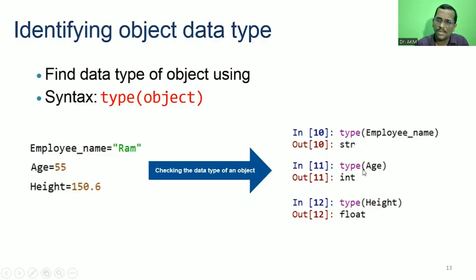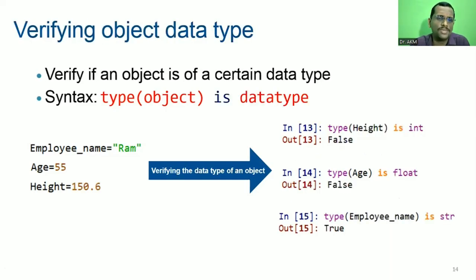Now, next example. In type brackets, you can give the variable name age. It automatically returns the data type int. It means that age is of integer data type. Similarly, if you want to find whether height is integer or float, you simply type height, and it returns float. So it understood that the height variable is of float data type. This is the way to identify the data type of an object.